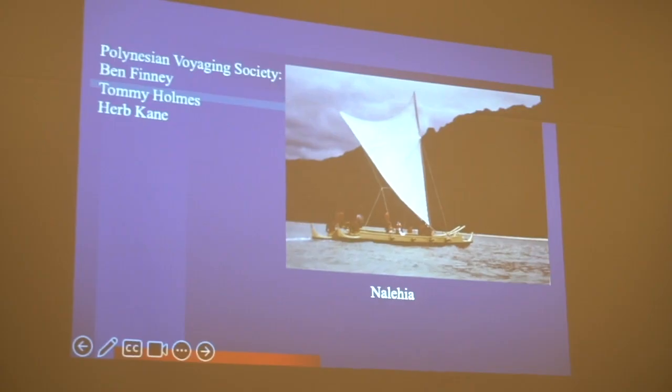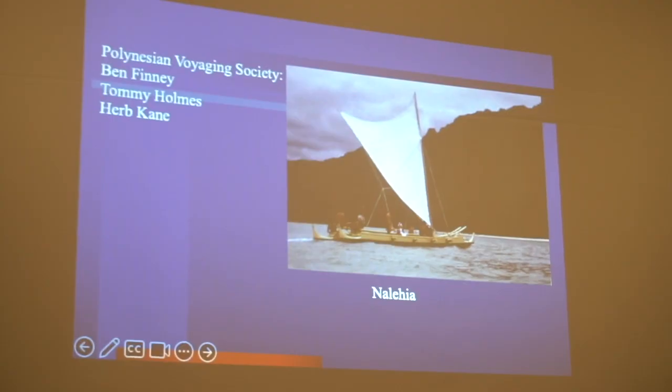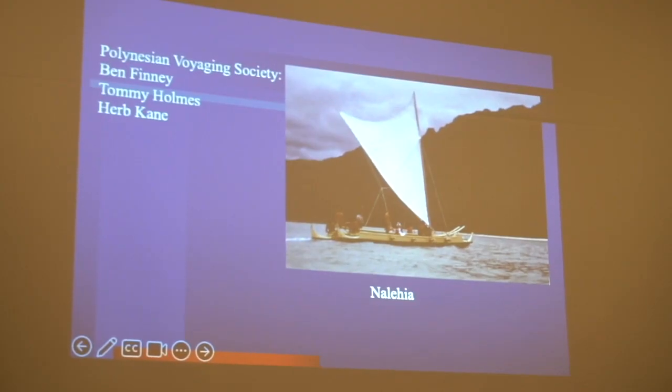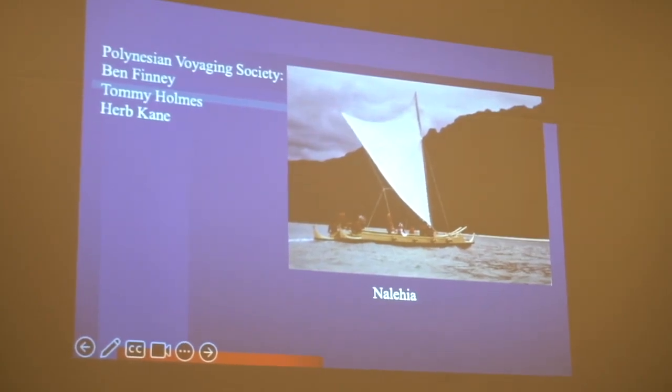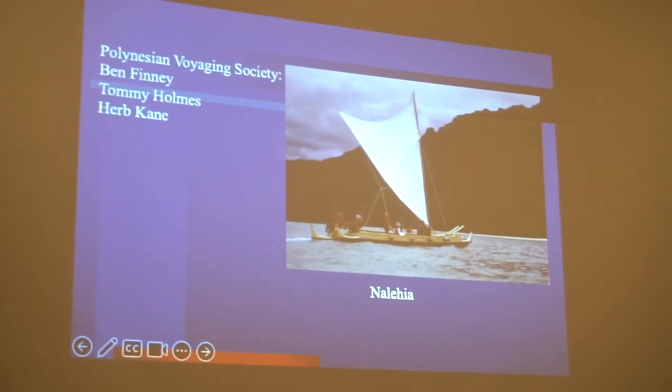And they thought, well, if we could build a canoe and sail between the islands, we might be able to recreate one of these heroic voyages. And so they thought, well, the American bicentennial is coming, all these tall ships are coming to the East Coast and everything else. We've got our own version of that. And so this started back in the late 60s and early 70s, and their first canoe was this one, Nalehia, and it was successful sailing around the island.